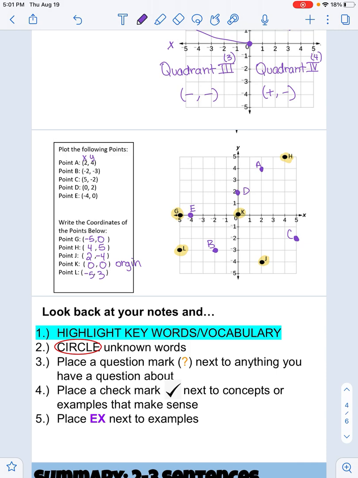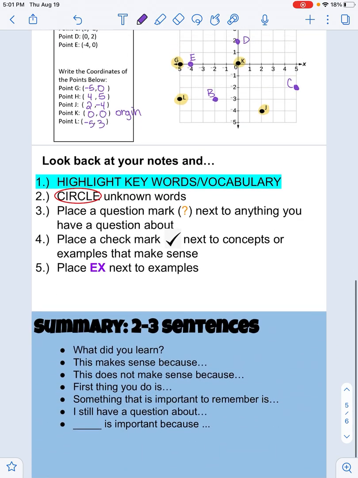And then if there's any examples, I want you to put an EX. That way it draws your attention to those examples and you know that those are the examples explaining the processes that we're doing here. Okay, once you've done that, then I would like you to summarize about 2 to 3 sentences about this lesson.